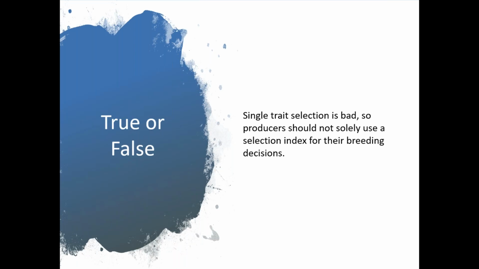But to call selecting on indexes single trait selection is very inaccurate. It in fact simultaneously selects on all traits that affect the bottom line. So it is the antithesis of single trait selection. And yes, it is a single number, but at the end of the day, that single number has factored in every trait that affects profit in a production system. So it is not single trait selection by any means.